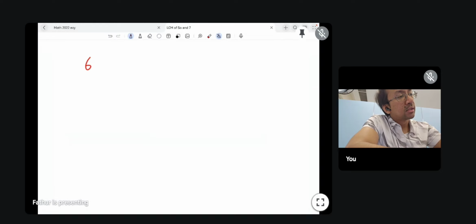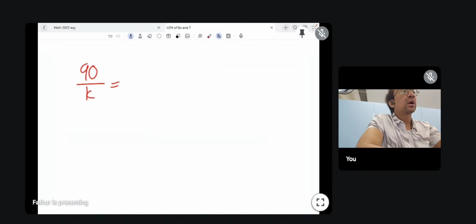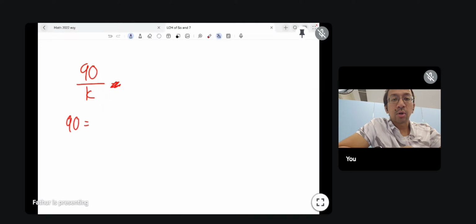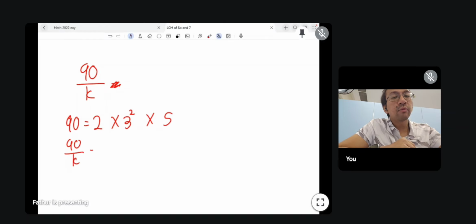Okay? Let's say I have a number that has a lot of prime factors. For example, let's say 90. 90 over k to be a perfect square. How to find the value of k such that 90 over k is a perfect square? Same thing: express 90 as a product of its prime factors first. You get 2 times 3 squared times 5. Now, analyze the powers once again. The 2 is power of 1 because there's no power written, and the 5 is also power of 1.